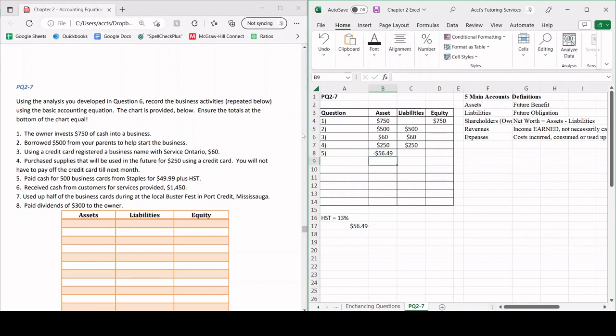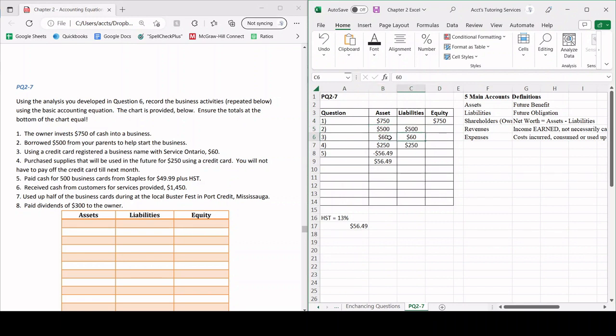But now we also bought business cards. So business cards is going to increase. So that's also an asset because that's a future benefit. As you can see, these two offset one another and the accounting equation still balances. It balances over here. 750 equals 0 plus 750. Balances over here. 500 equals 500 plus 0.